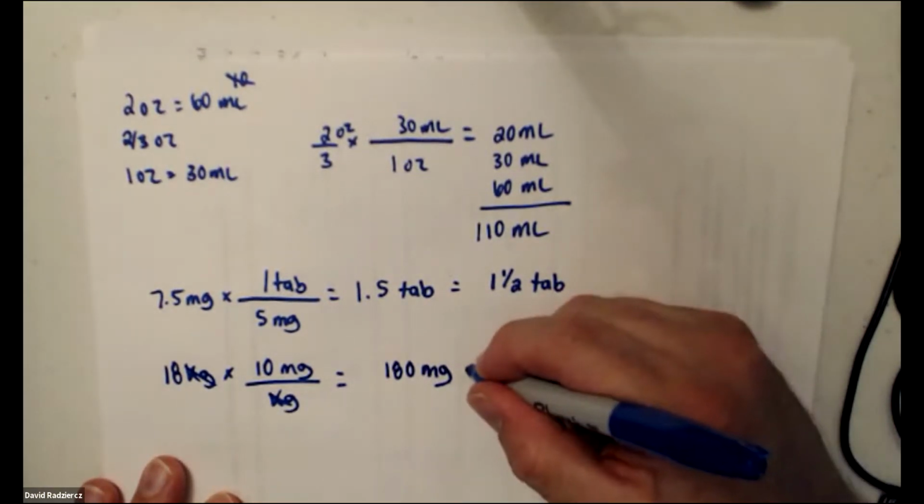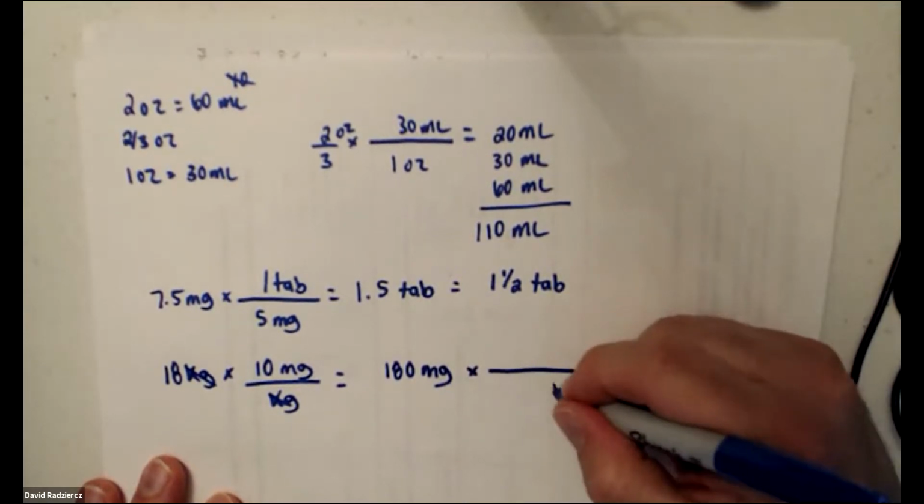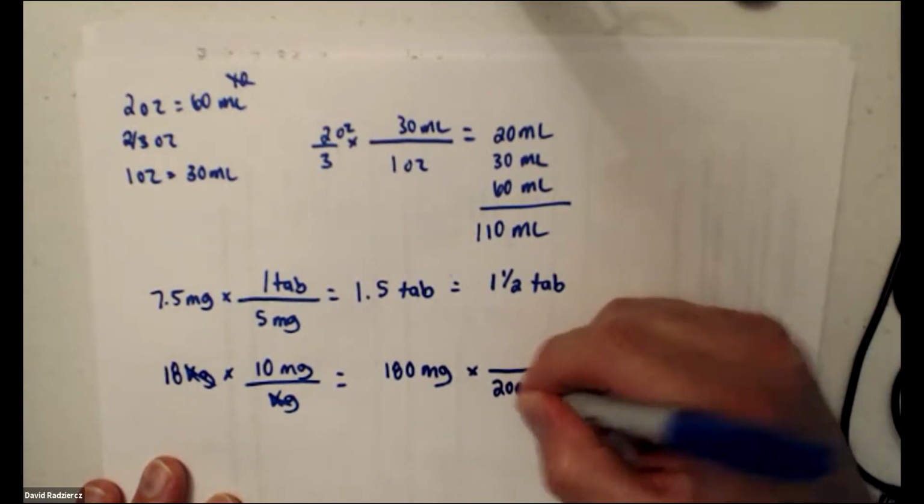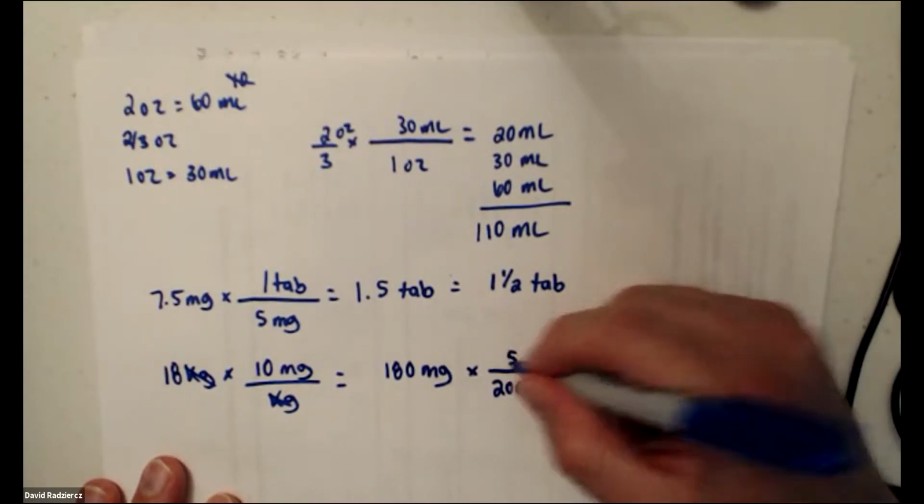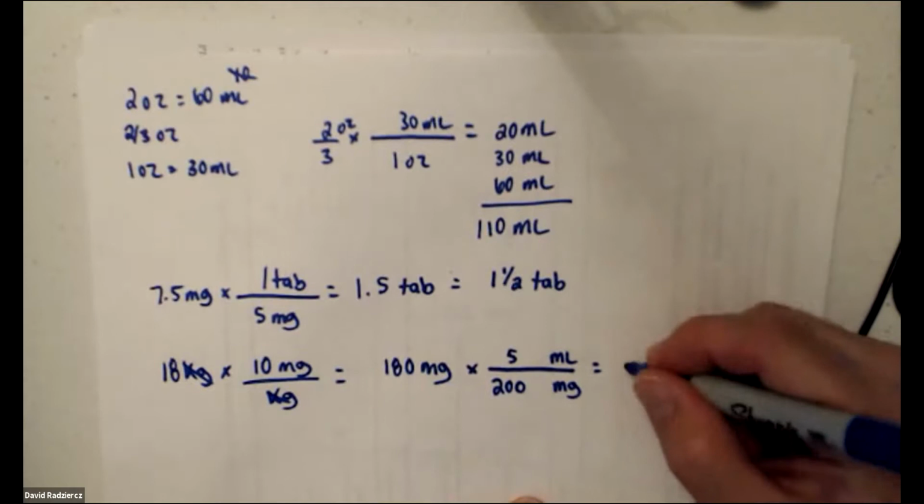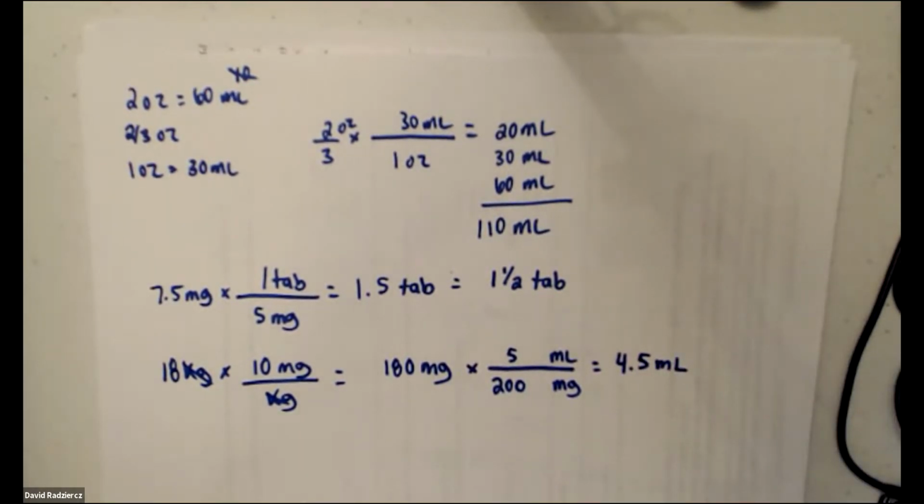Then, since we have the 180 milligrams, now we can convert milligrams to milliliters. We don't want milligrams, we do want milliliters: 200 milligrams, and then 5 milliliters. So I'm going to take my calculator, take the 180 times 5, which gives me 900, divided by 200. And I'm going to get 4.5 milliliters. It's a good question.